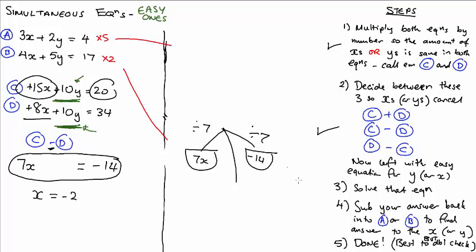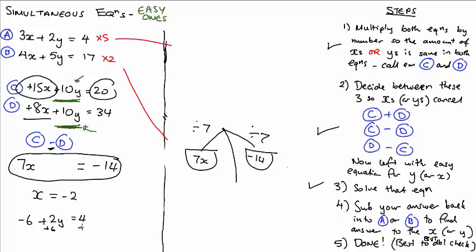So now, solve that equation, and here's all you have to do. Pick any one of these equations, yeah? And just sub x in. So I'm just going to pick this one. So look, 3 times minus 2 would give me minus 6. Plus 2y equals 4. Now I just rearrange that to make y the subject.